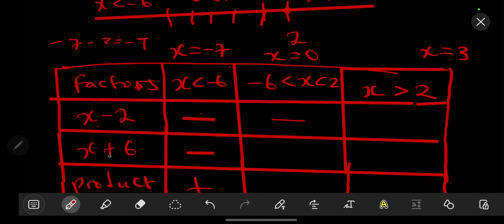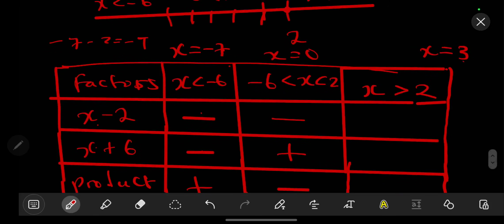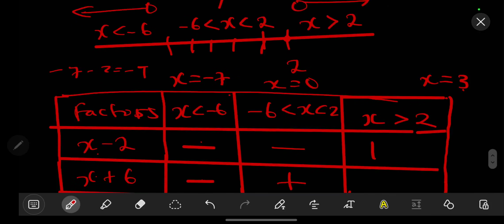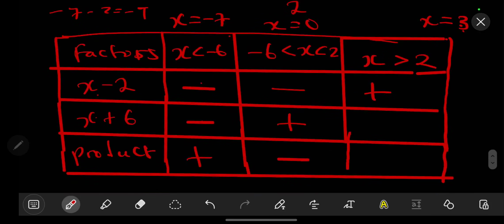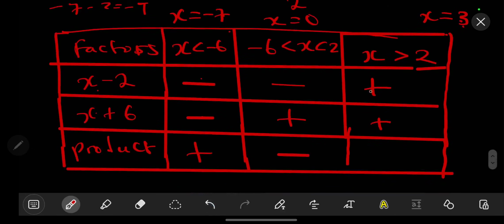If we put 0 here, 0 plus 6 is positive 6, so we are going to remain with a positive. Negative times positive, it's negative. Then if we get 3, we put it here, it will be 3 minus 2, which is a positive 1. So we can have a positive here. Then 3, if we put it here, it's 3 plus 6, which will give us 9. So this 9 is just positive. Positive by positive, if we multiply positive and positive, it's equal to a positive.